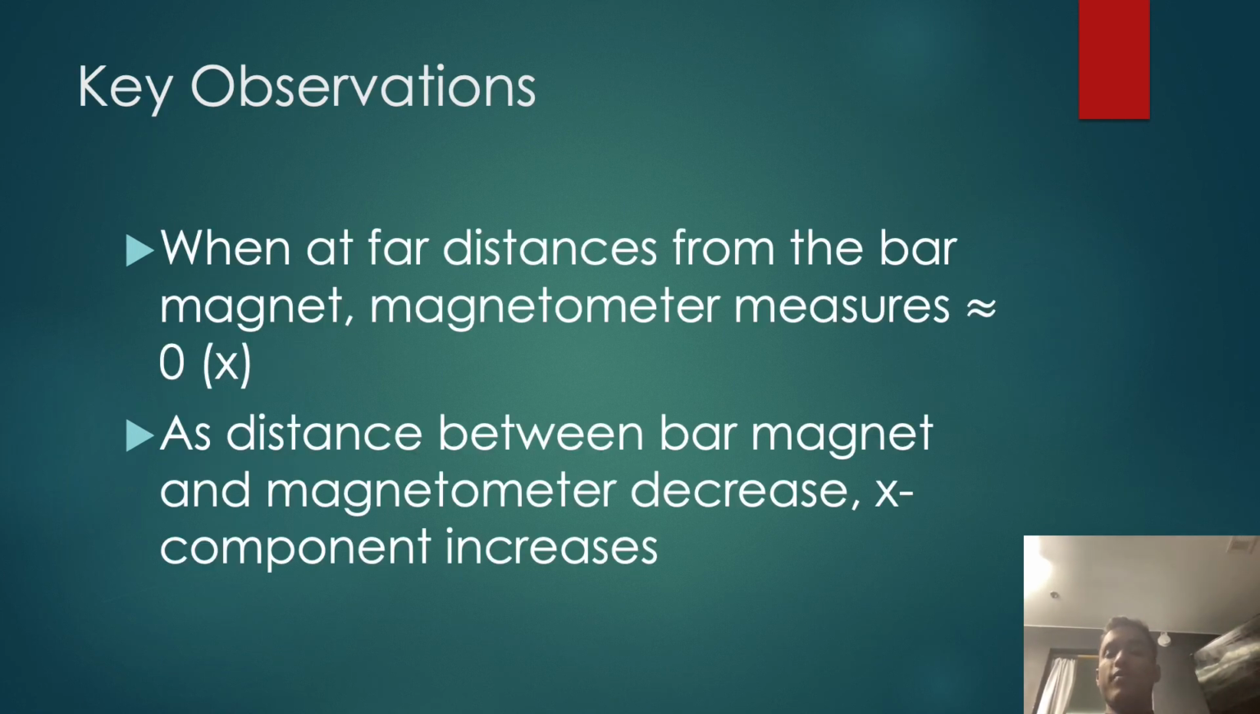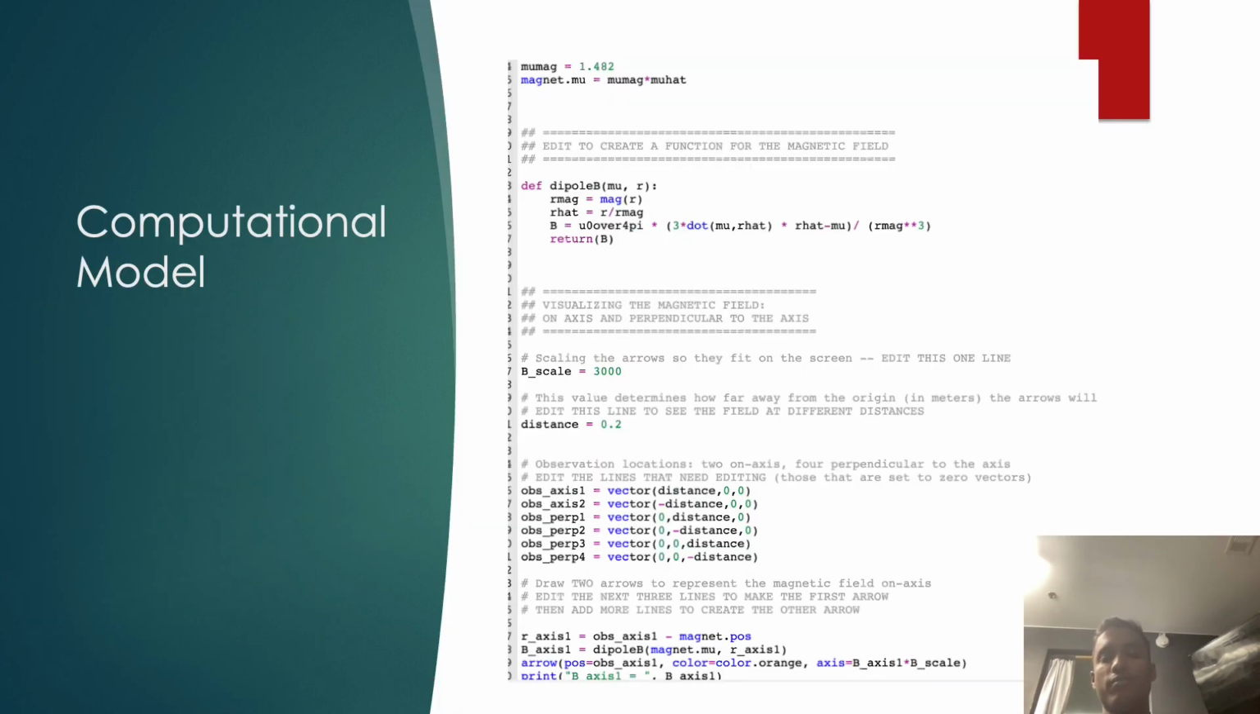There were two main observations I made during the completion of my experiment process. The first was that when the magnetometer is far away from the magnet, it measures a near zero magnetic field in the x direction. In comparison, the second observation I made was that as the magnetometer was moved closer to the magnet, the measured x component of the magnetic field increased.